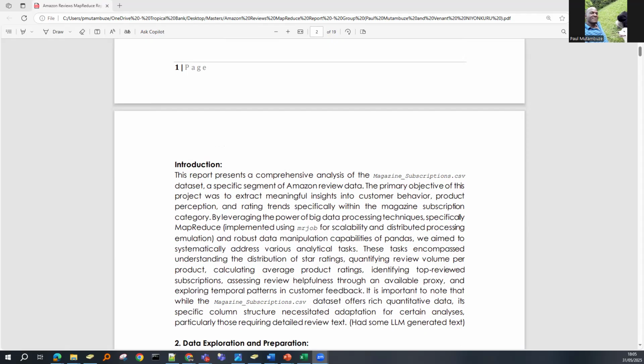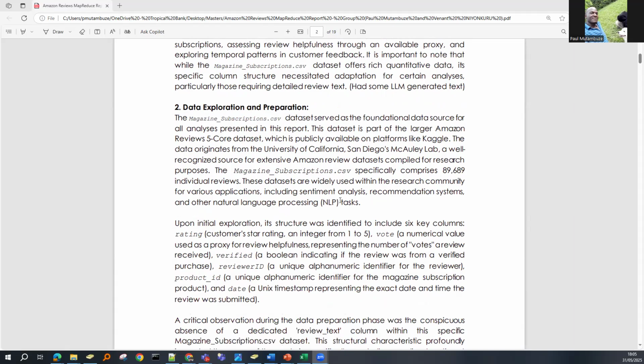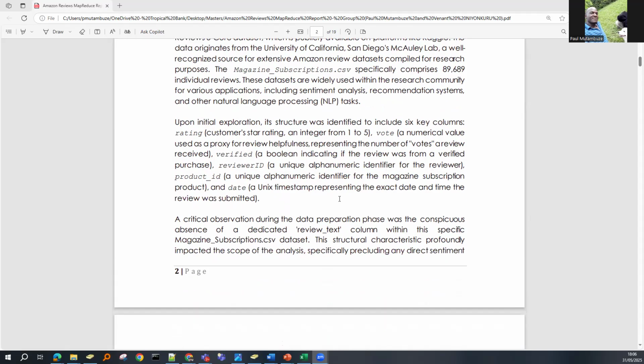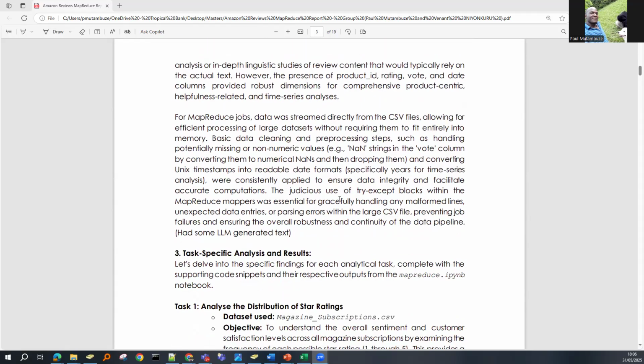The datasets that we used: the magazine subscription dataset, which we used for all the product-centric tasks. For example, rating distribution, review count per product, average rating per product, top 10 reviews, as well as helpfulness and time-based analysis. Then we also used the trainer dataset, which we used exclusively for text-based analysis, that is sentiment analysis and word frequency. We had a few challenges with the datasets.